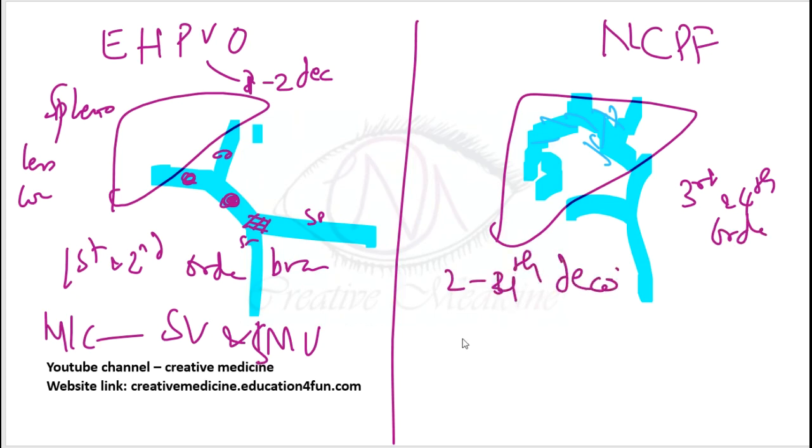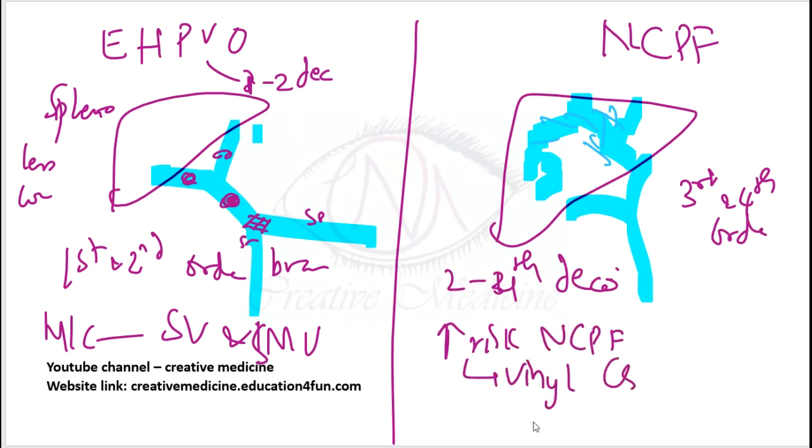And what are the risk factors of non-cirrhotic portal fibrosis? Vinyl chloride, arsenic, and copper will increase the risk of non-cirrhotic portal fibrosis. Here, splenomegaly is more common in non-cirrhotic portal fibrosis than in extrahepatic portal venous occlusion.